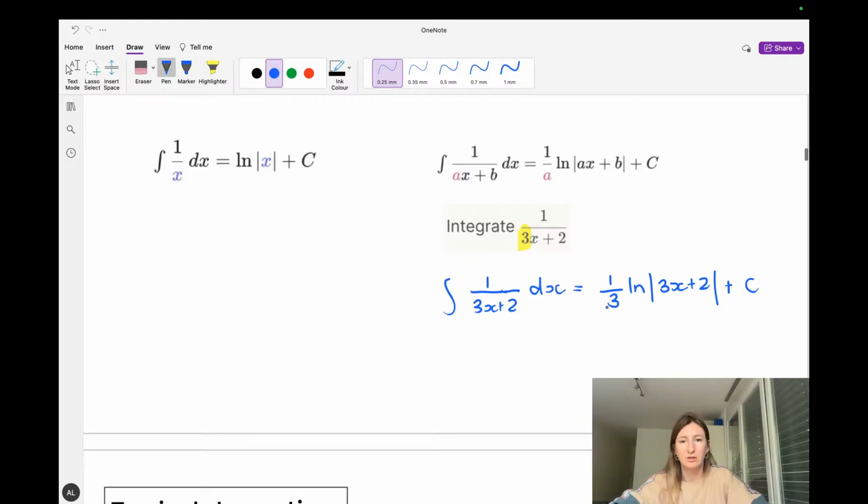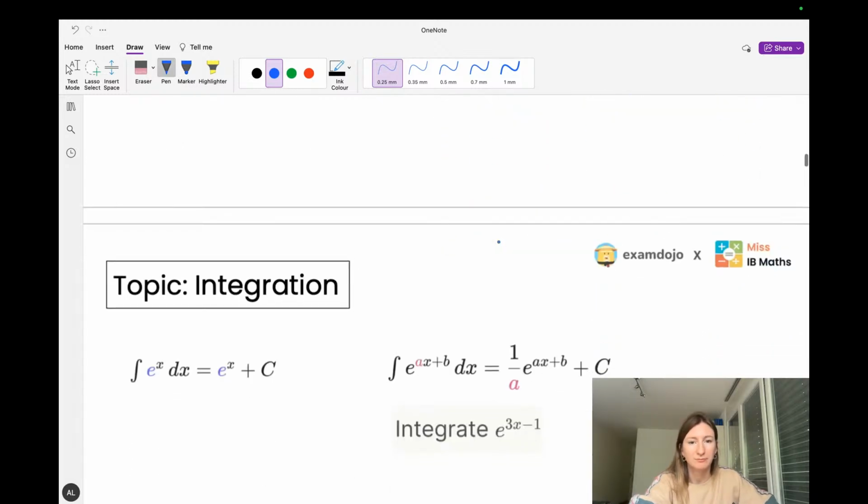That's the only thing that we just need to remember to do. This is not in the formula booklet for AA, so it's really important that you remember that you have to do that extra step.